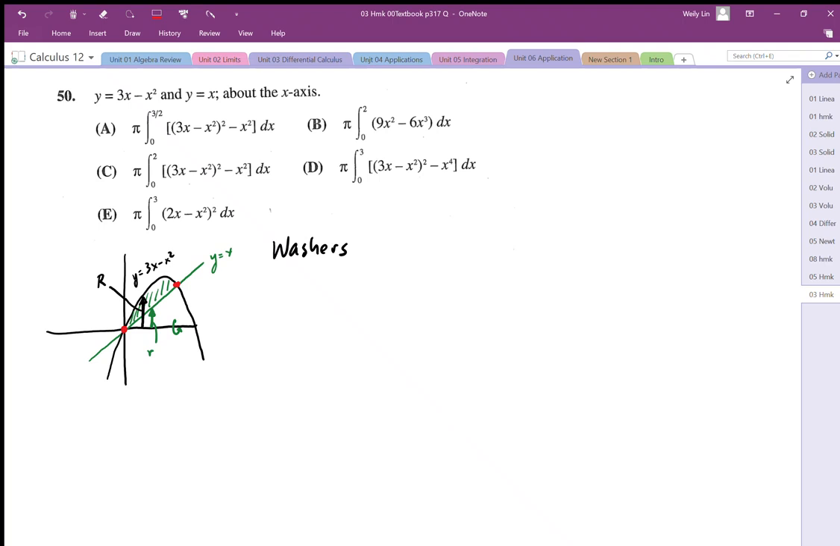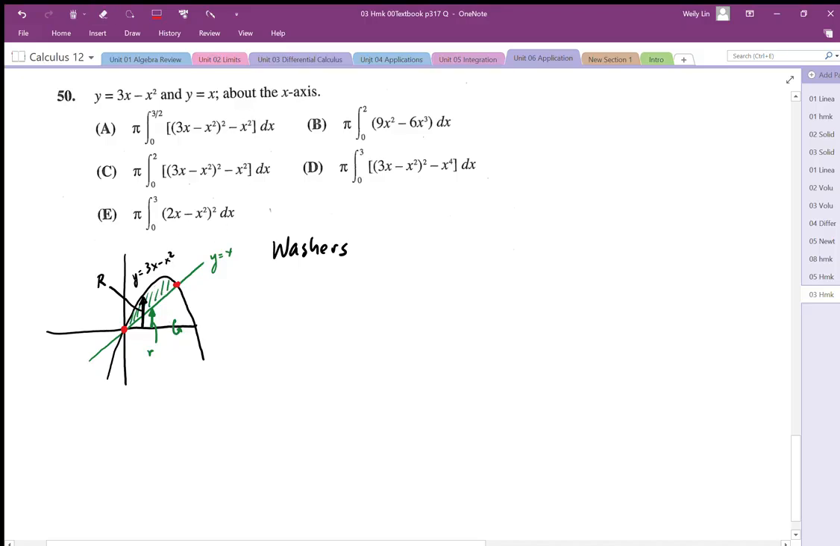Question number 50 from the homework says we have the two functions y equals 3x minus x squared and y equals x, which I've drawn here. The black one is a parabola and the green one is a linear function y equals x. And the area between them is rotated about the x-axis. We're going to rotate that.